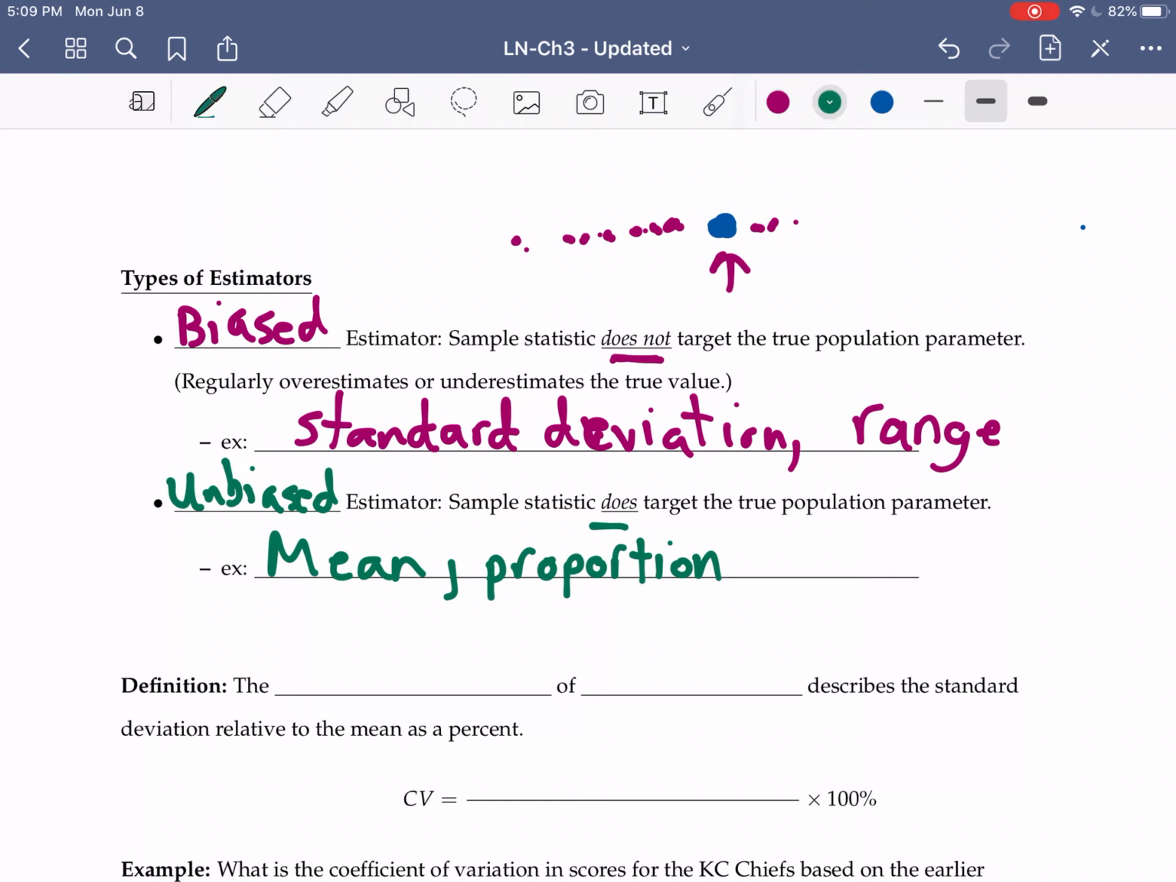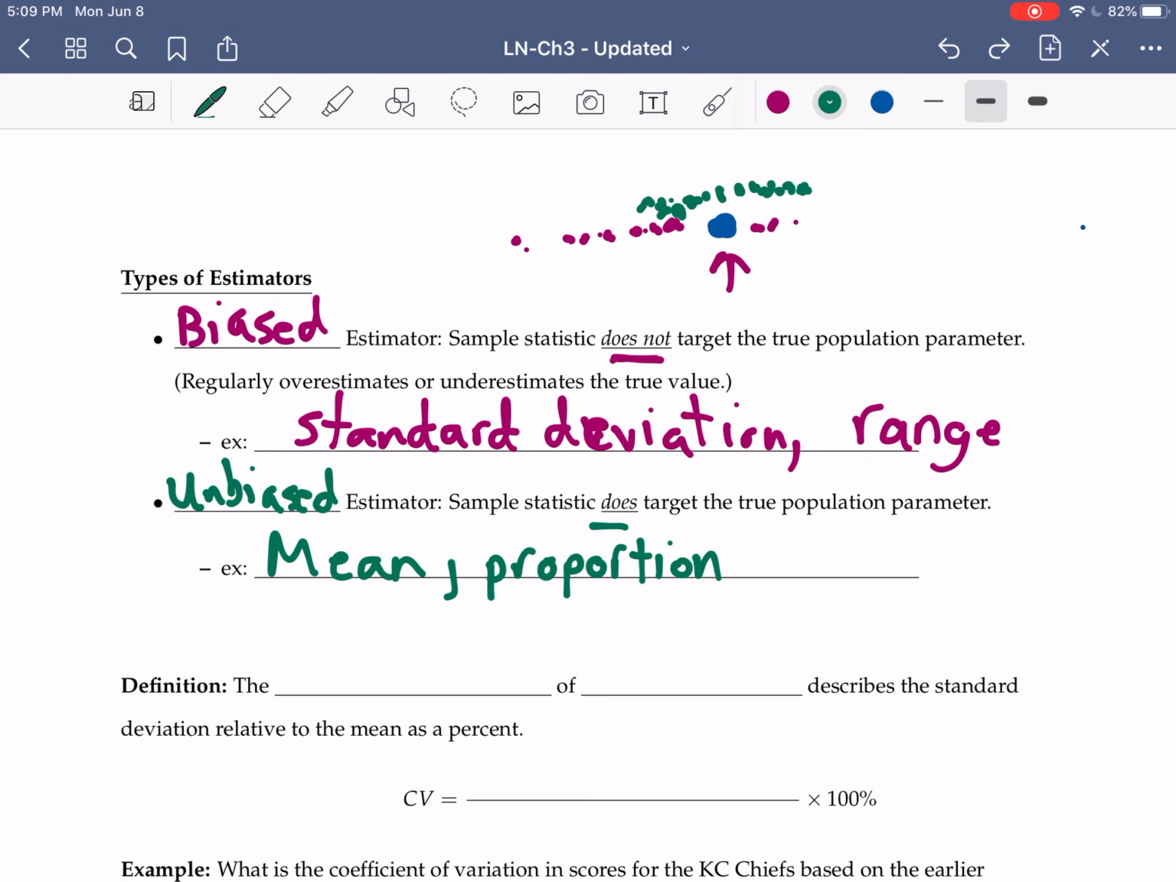If you have an unbiased estimator, you took a bunch of samples, what's going to happen is the samples are not always going to hit, and in fact, probably very rarely will they actually hit the true population parameter. But if you took a lot of different samples, it would look like it was targeting that population parameter. You would have some values below it, some values above it. It would be reasonably well balanced with the number that were below and the number that were above. It would look like it was trying to zero in on that value.